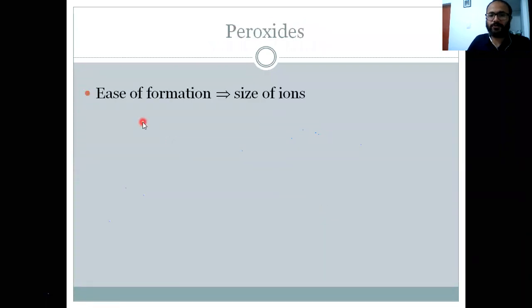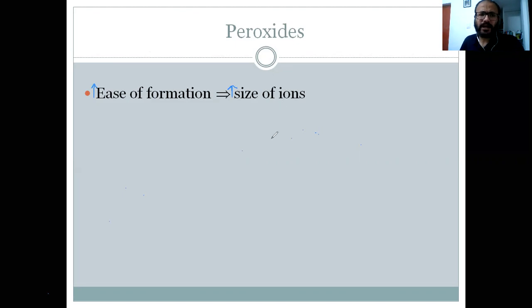So ease of formation of, now we are talking about peroxides. Now how are peroxides formed? If we talk about the ease of formation of peroxide, we know that the stability of the peroxides increases as we move down the group. Down the group, the size of the metal ions is increasing. Therefore, the ease of formation of peroxide will also increase as you move down the group, because of the increase in size of the ion. Okay, so the stability of the peroxide ion increases as we move down the group.